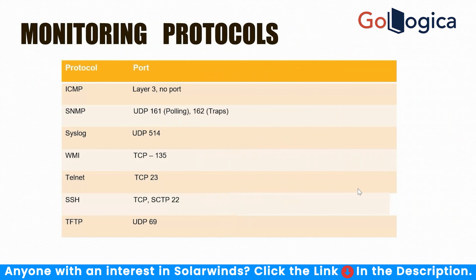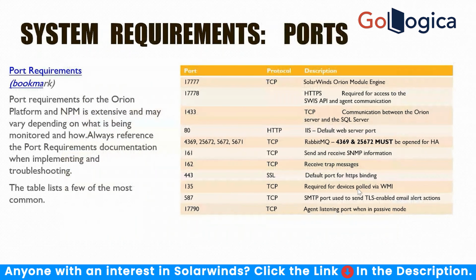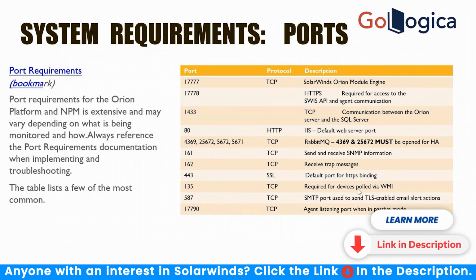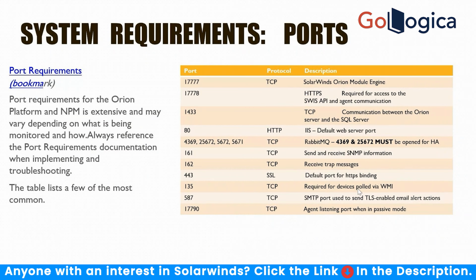And one more thing, this 17790 is for the SolarWinds agent, right? For the agent, I think two ports are there: server initiated and agent initiated. 17790 is the recommended one, and if you enable this, the agent will work in passive mode. We'll come to know about the agent communication protocols in later sessions. I have a slide for that as well.